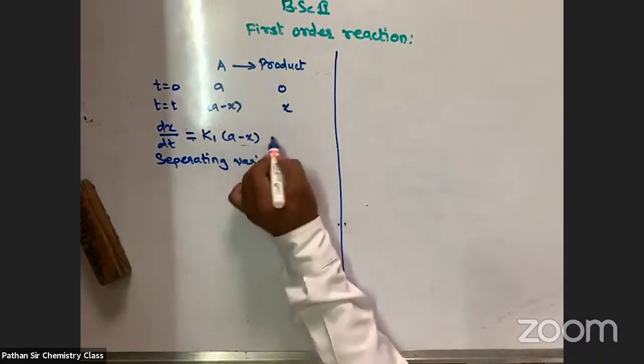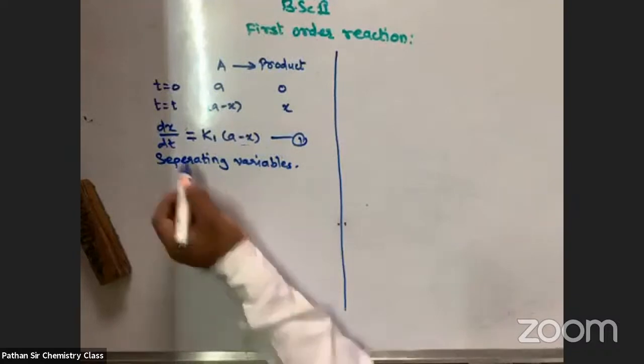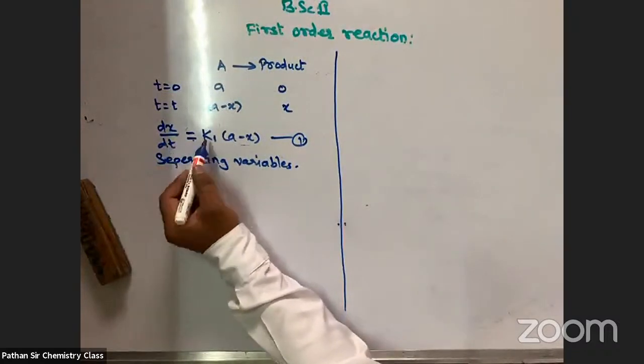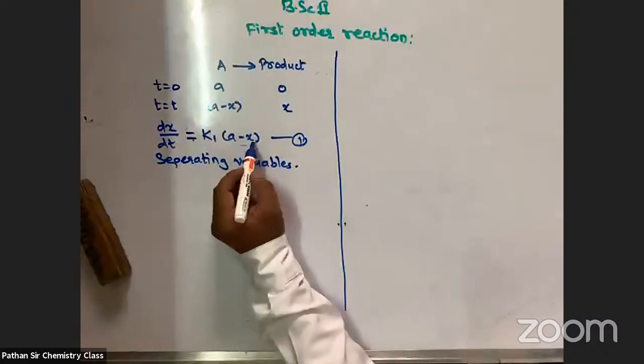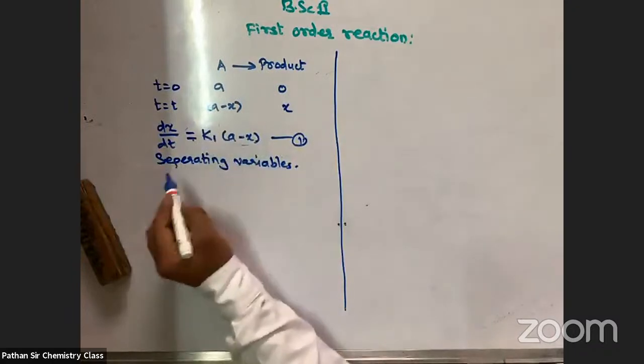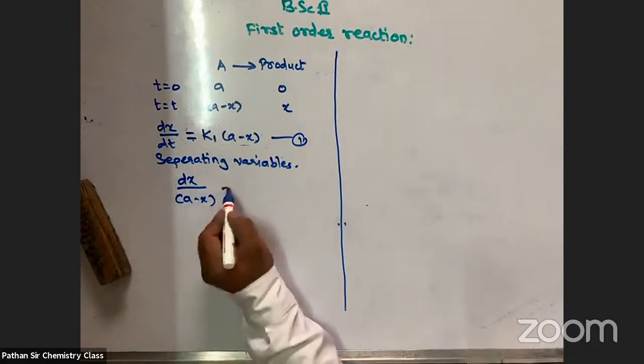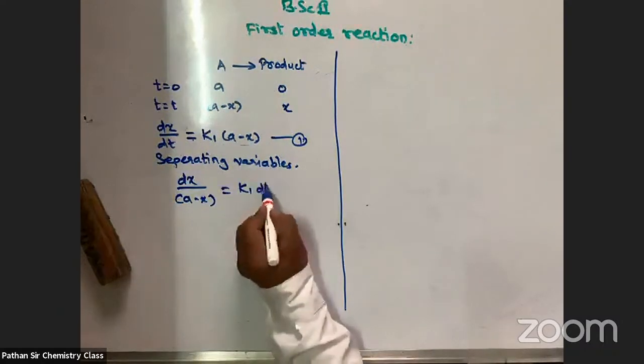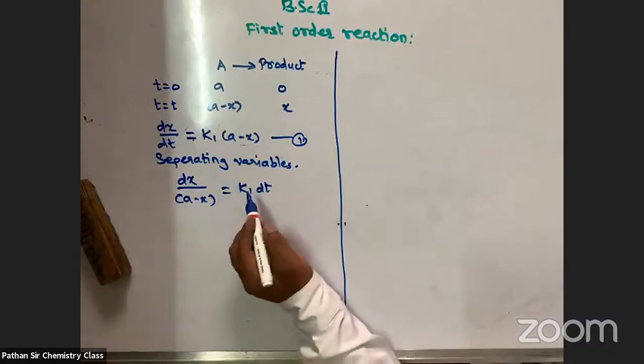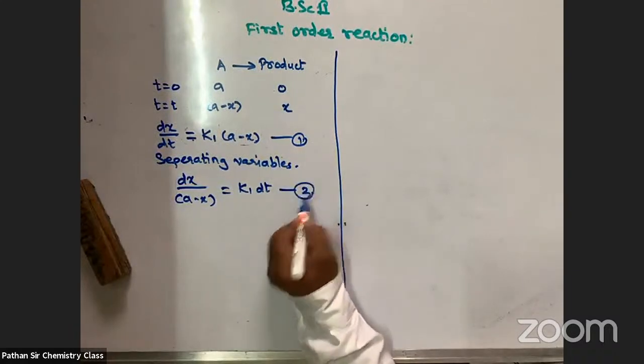Okay, so it is equation number 1. The x terms, wherever they are, separate them, and t terms to one side. Here, the a minus x term will go to one side, and t will come to the other. So dx upon a minus x is equals to k1 dt. This is a separation of variables. Say it as equation number 2.